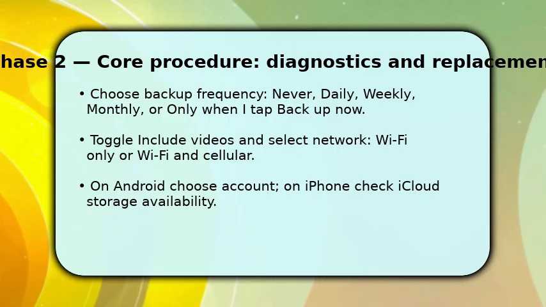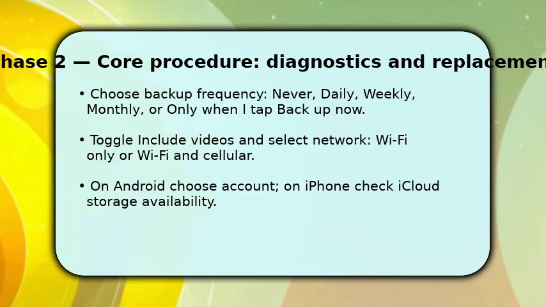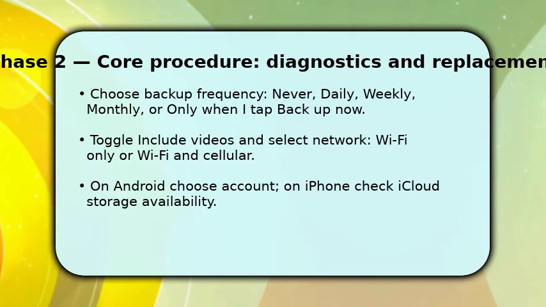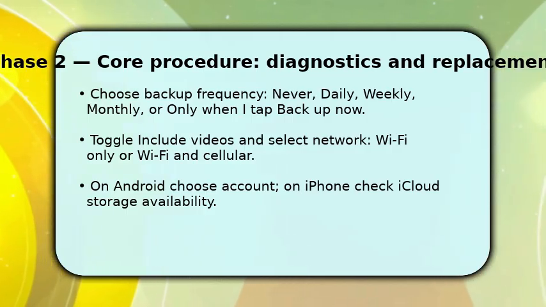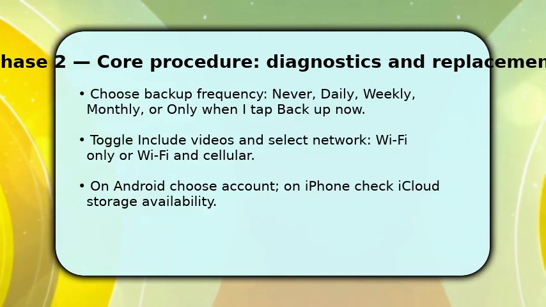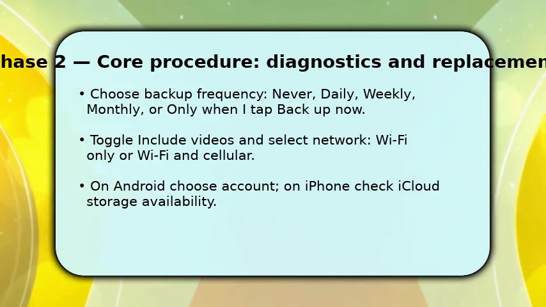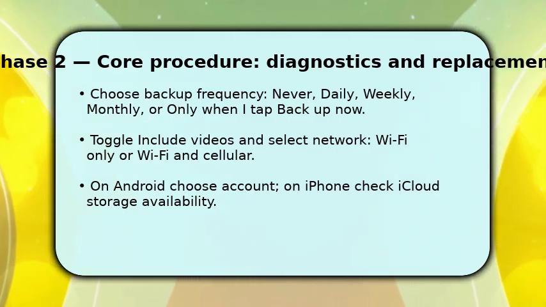Finally, pick the network policy. Wi-Fi only saves cellular data, while Wi-Fi and cellular uploads more often. Once done, confirm the selected account on Android, or verify iCloud free space on iPhone so scheduled backups won't fail.